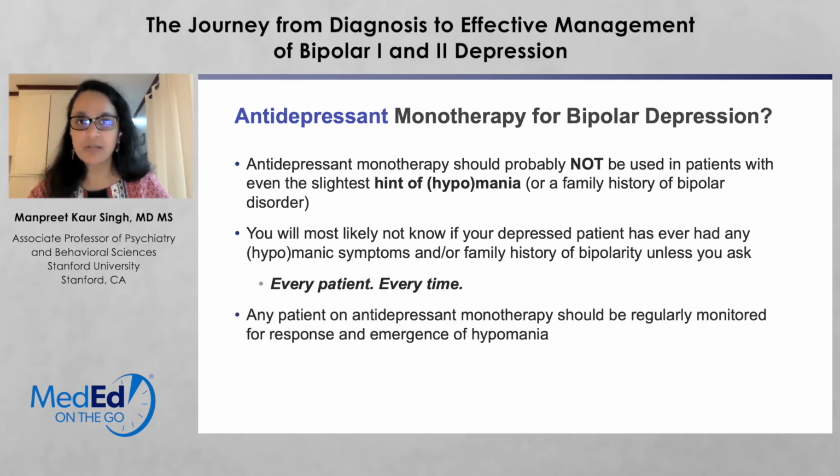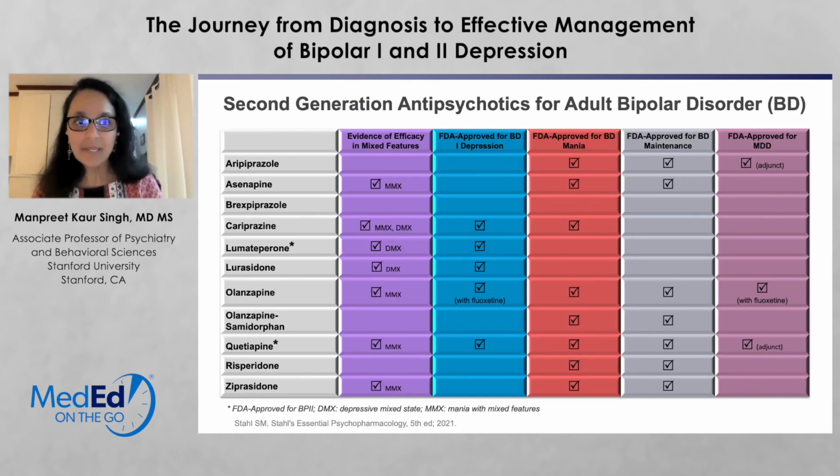And any patient on antidepressant monotherapy should regularly be monitored for response to that therapy and the emergence of hypomania. Here's a landscape of second generation antipsychotics for adult bipolar disorder.